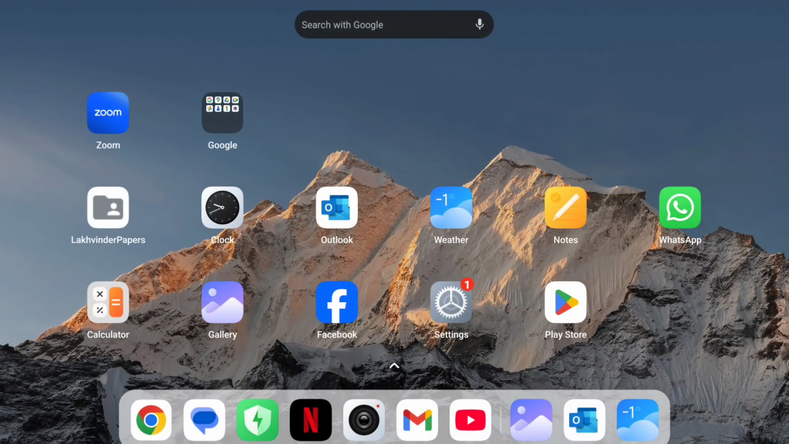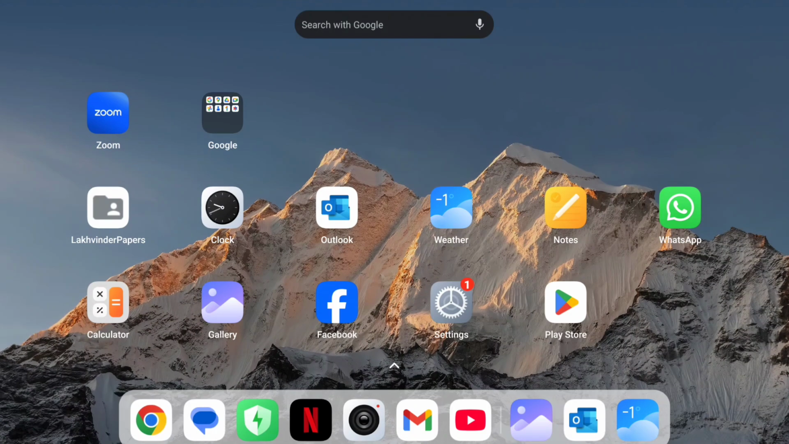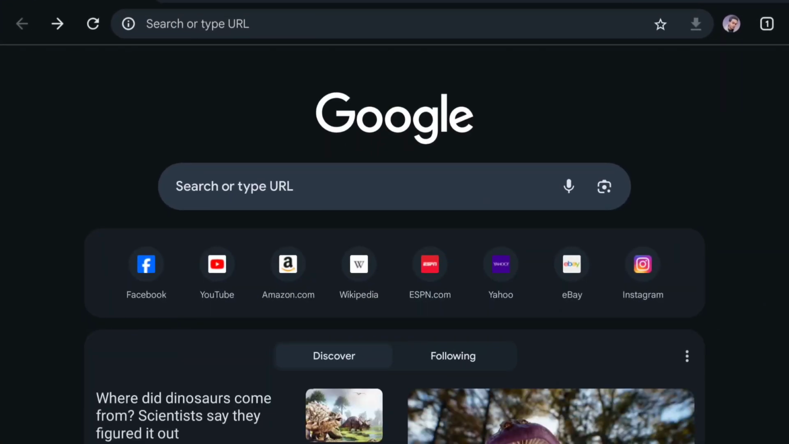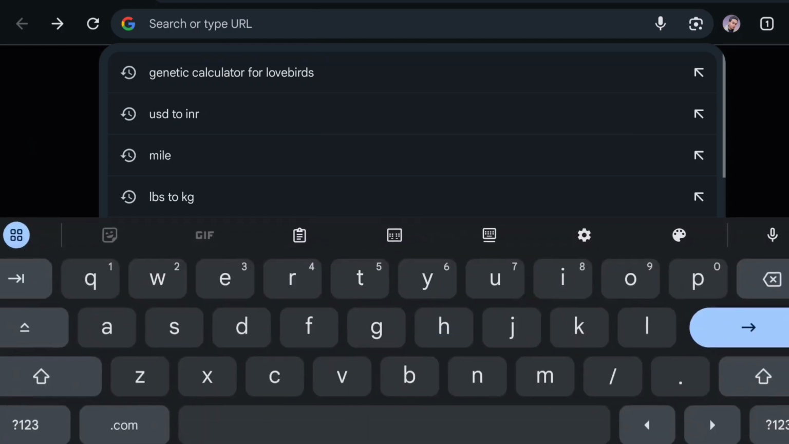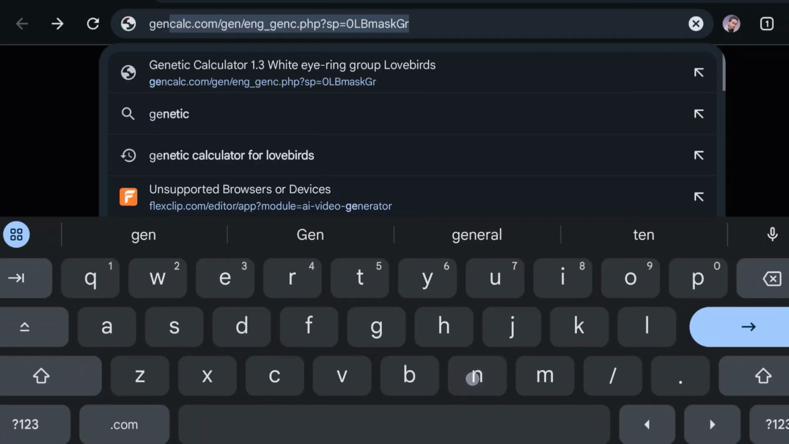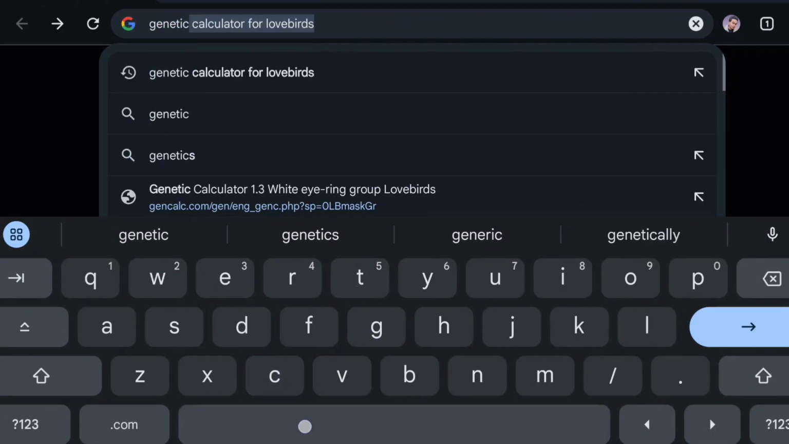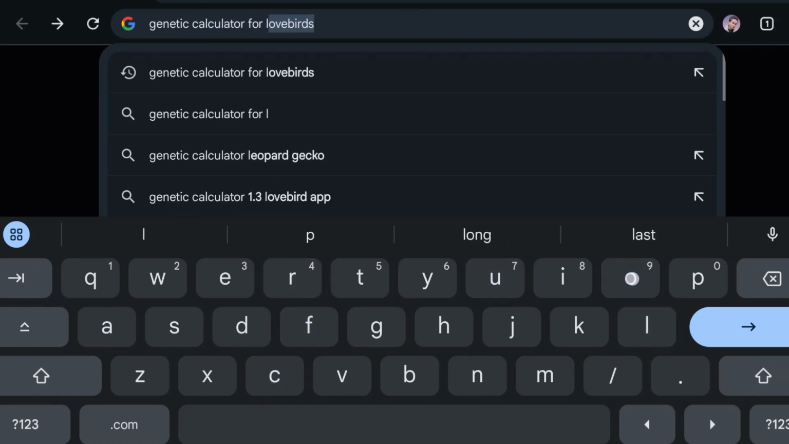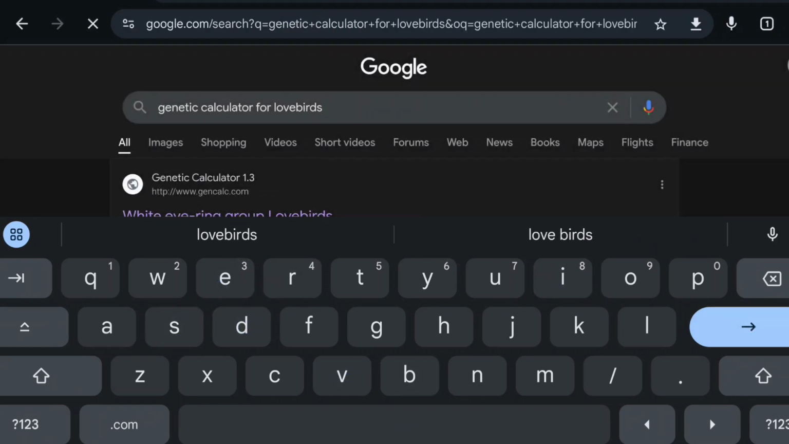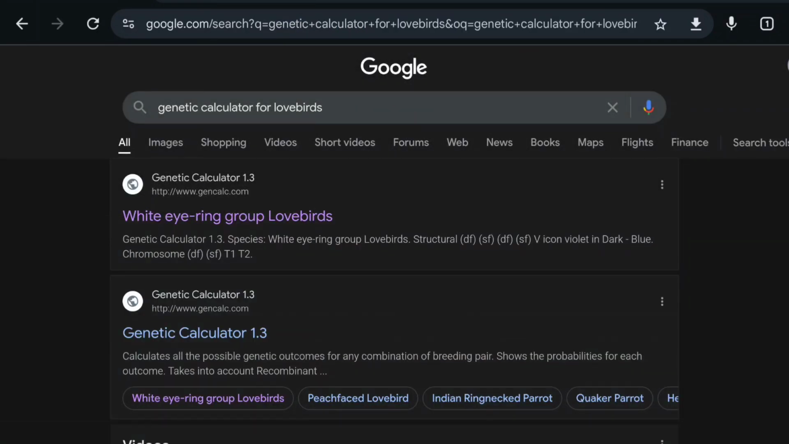First of all, you are supposed to go to your Chrome browser or Safari browser, and you need to type genetic calculator for lovebirds. As you can see, the very first one is white eye ring group lovebirds. You need to click that.